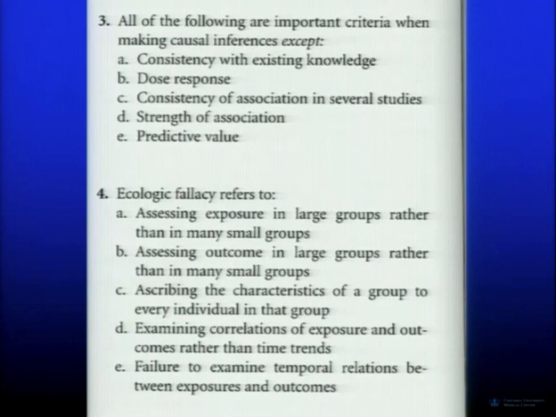So all of the following are important criteria when making causal inferences, except which one of the below? So A could be biologic plausibility. That's part of causal criteria, right? Dose response can be. Consistency with several studies is. Strength of the association, how big is the odds ratio, relative risk. All of these are very reasonable for causal inference. But predictive value has to do with screening tests. It has nothing to do with causality. So the correct answer is E for that one.